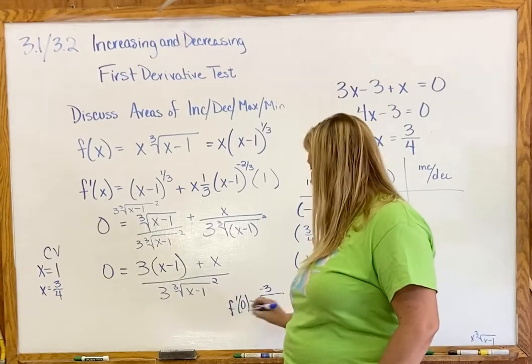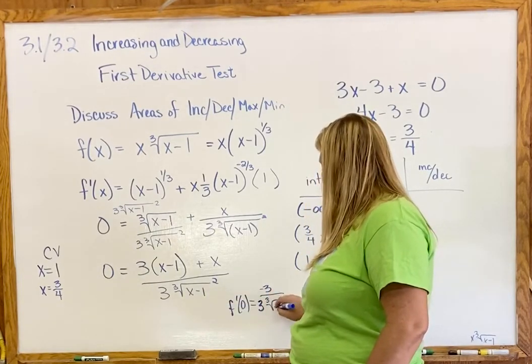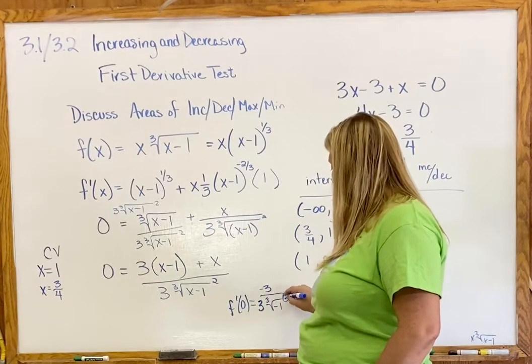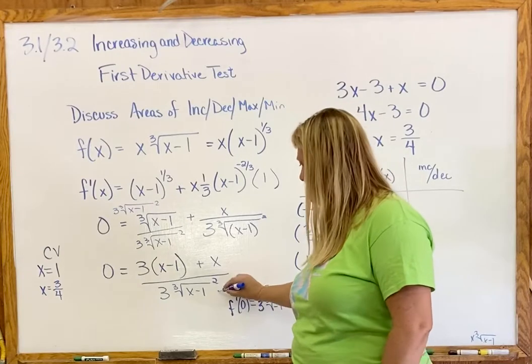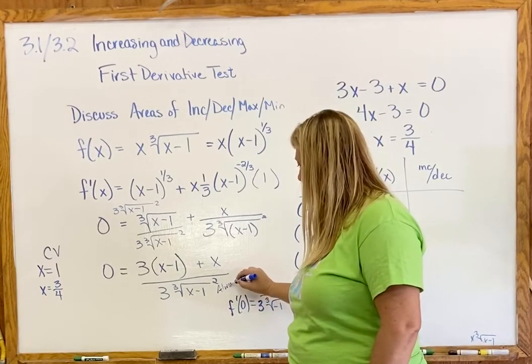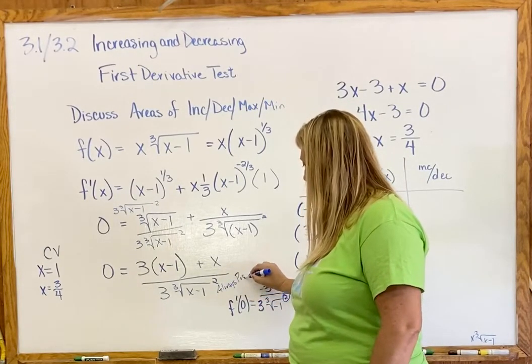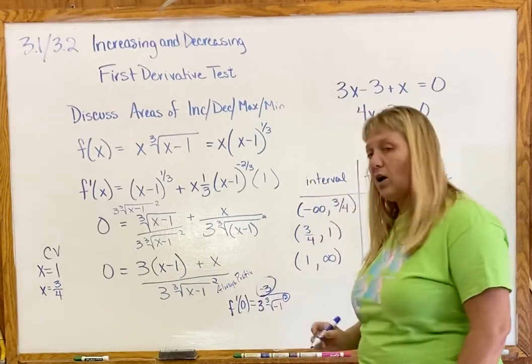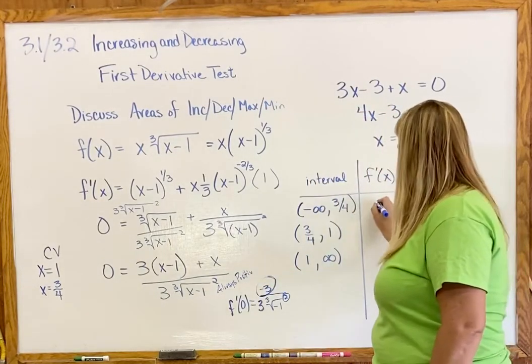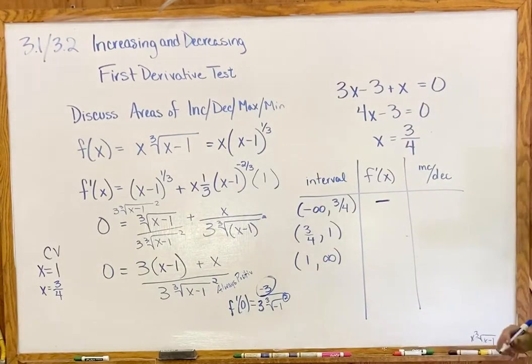If we put in 0, this is going to be a cube root of a -1 squared, but it's squared, isn't it? So actually, this bottom is always going to be positive. So it's just the fact that the top is a -3 means that the derivative on that interval is always going to be negative.